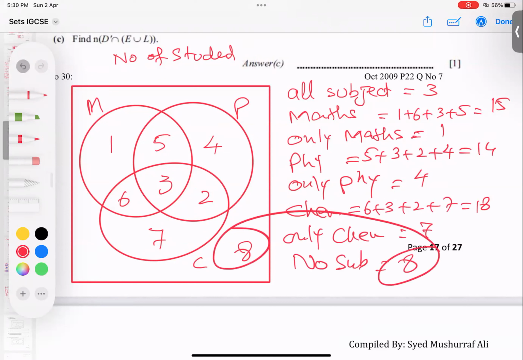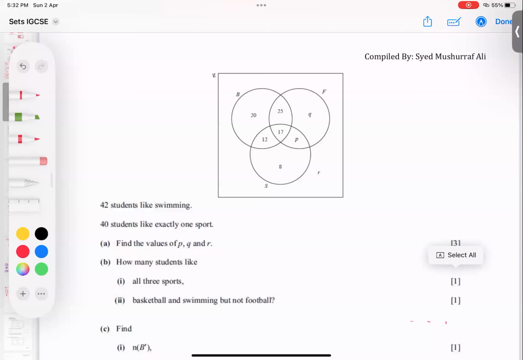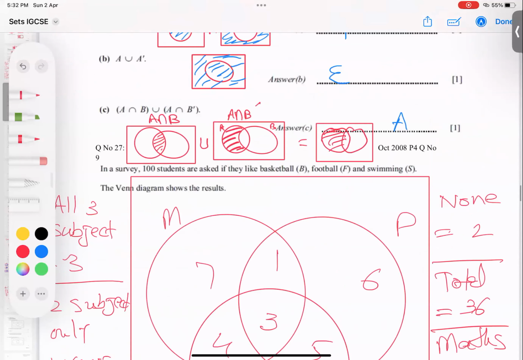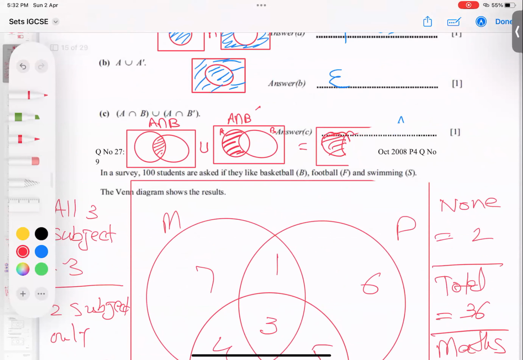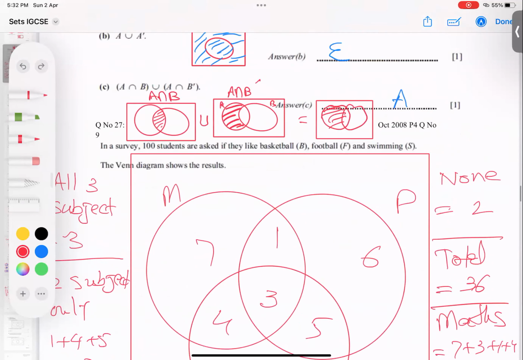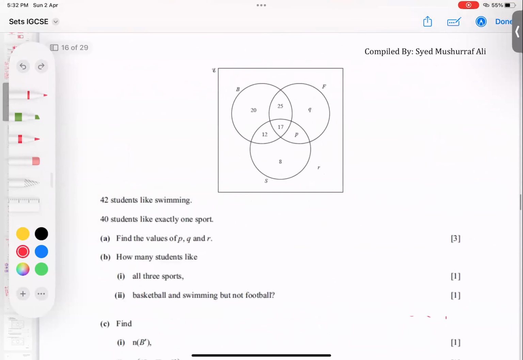Where is 8? Outside the circles. And I believe this point is very, very clear, and you should take a screenshot of this because this concept is very important. Yes, student, let's start this question. This is a question from October 2008, paper 4, and this paper I'm doing now. Get ready, October 2008, paper 4. Bismillah Rahman Rahim.